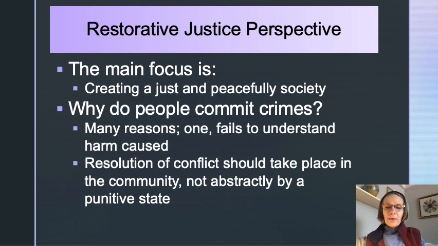As it says there, when a conflict takes place, when there is harm on the community, the resolution of this harm should take place in the community, not abstractly by the punitive state, not abstractly by the criminal justice system. Now, they're not saying the criminal justice system should not be involved at all, but they're saying that the community should be brought into this process of repairing the harm.